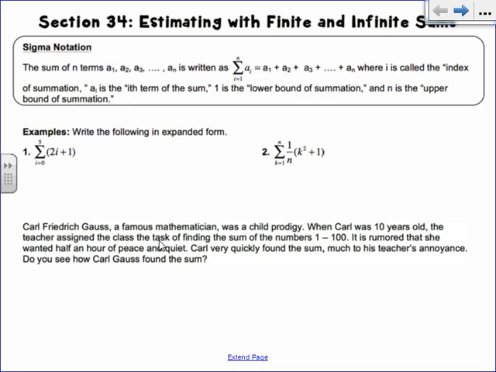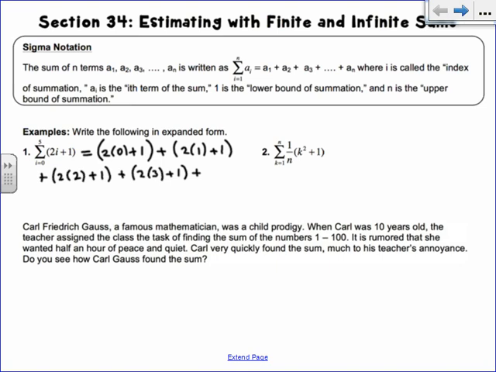It says write the following in expanded form. So if we have sigma starting from i equals 0 going to 5 of 2i plus 1, what we're really saying is 2 times 0 plus 1. We find that result. And then we do 2 times 1 plus 1, and then 2 times 2 plus 1, and so on until we get to 5. So we're plugging in everything from 0 to 5.